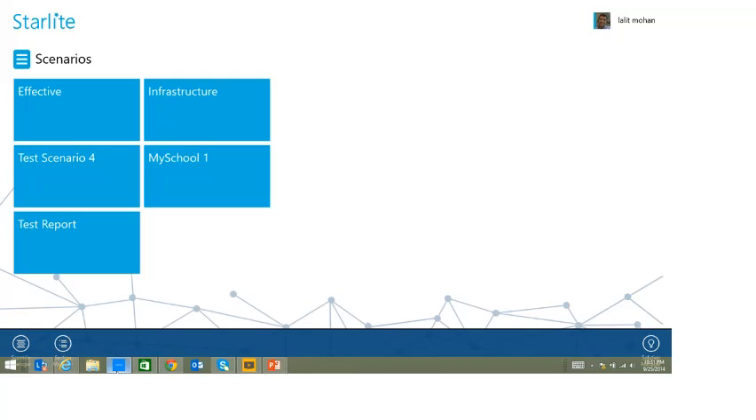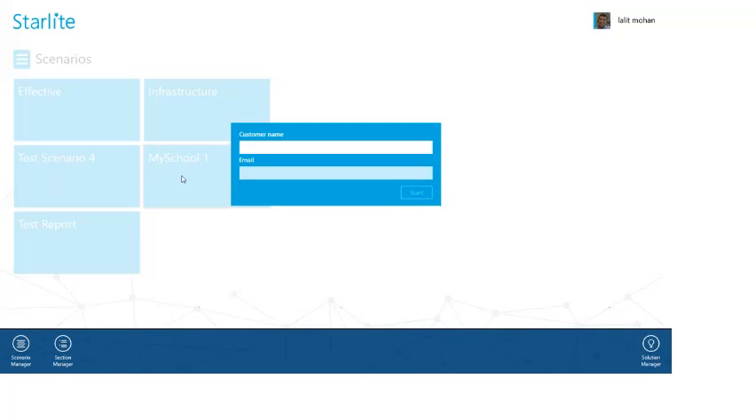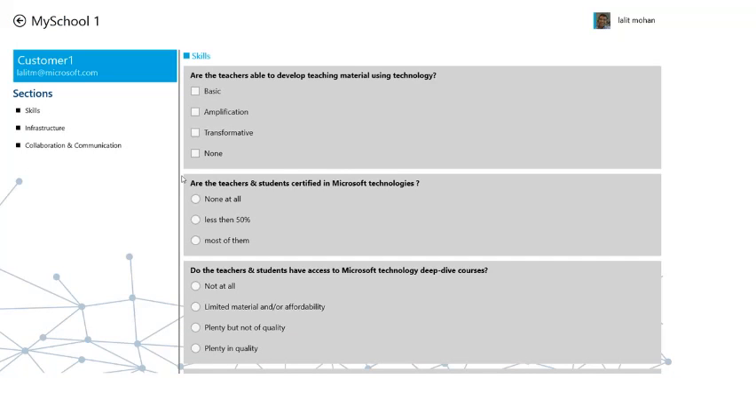When you come to StarLite, you see the screen with various sales scenarios already set up for you. Let's explore the My School One scenario today. You start by entering the customer name followed by your email. This brings you to the screen with multiple sections.